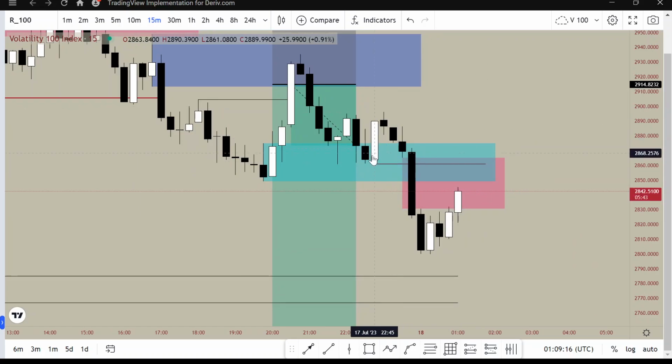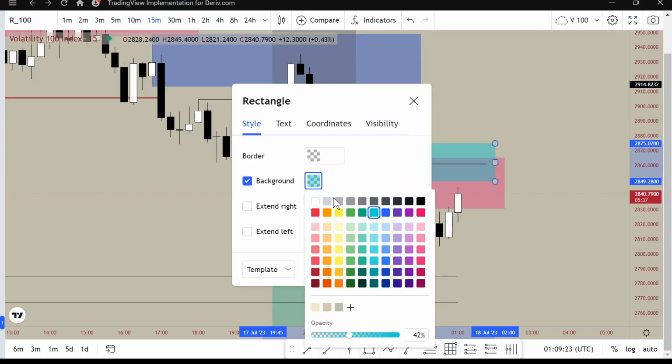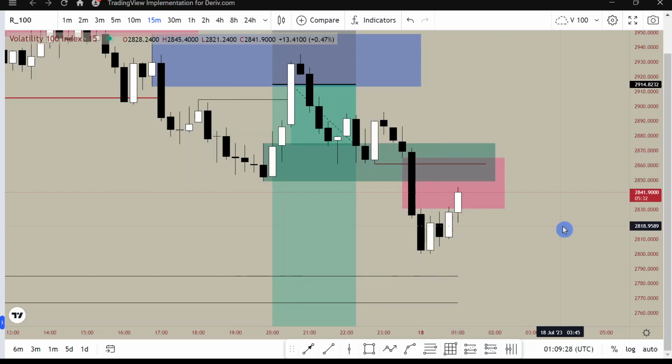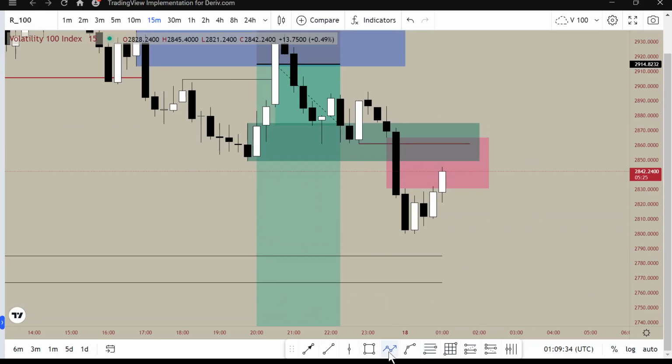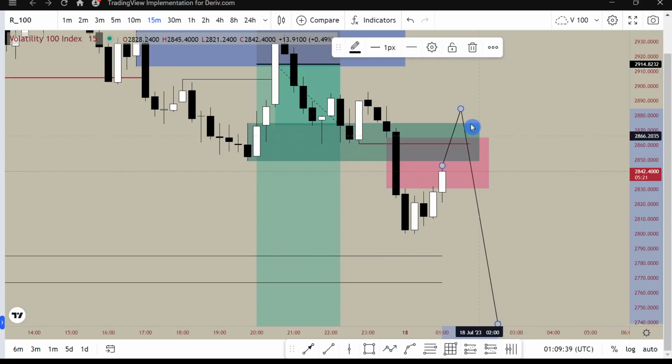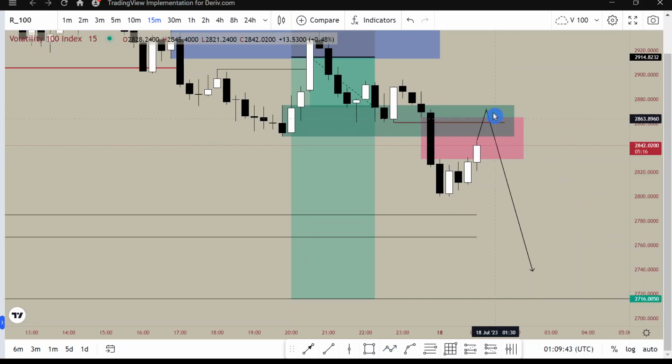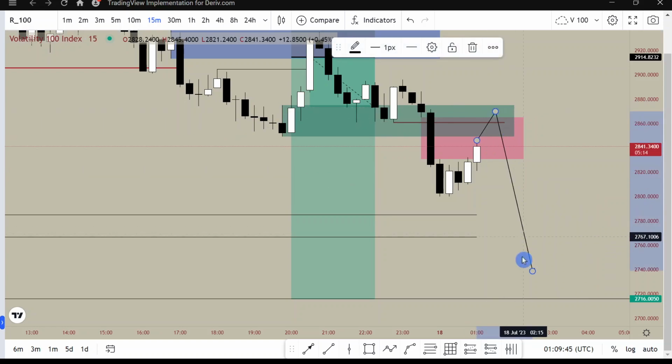We also have this mitigation block here. So that area is nested. Let me change the color again. Yeah, so that area is nested fair value gap, mitigation block, breaker block. So we can look for more sales right here to attack the lows. Okay, inside this area, looking for more sales. We'll be adding up positions, and we are going to hold it for these lows.